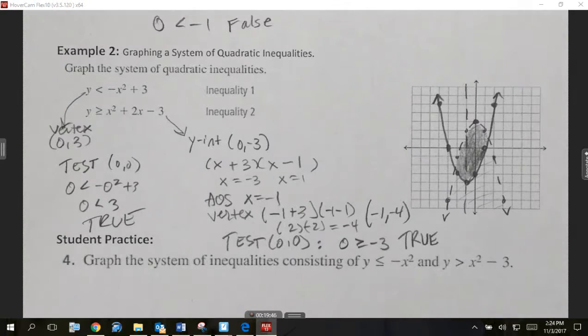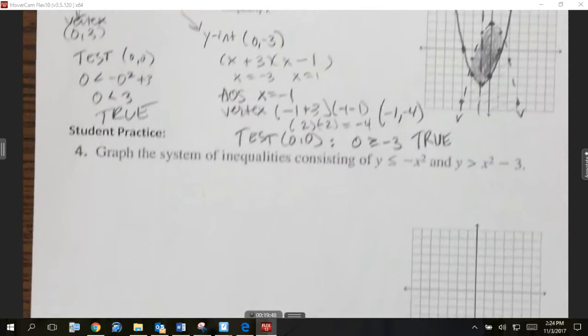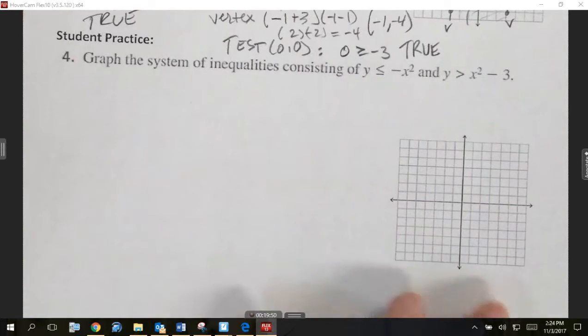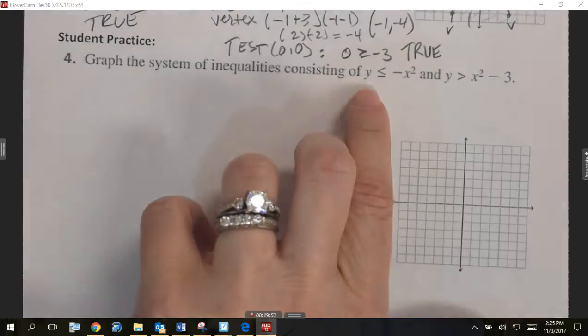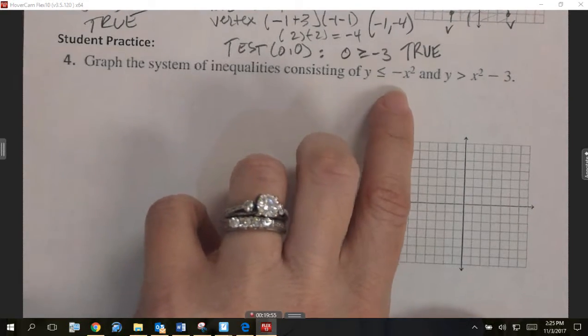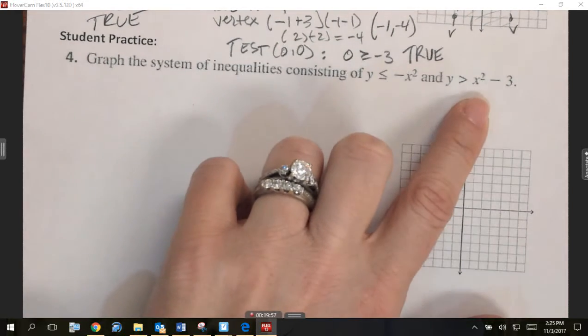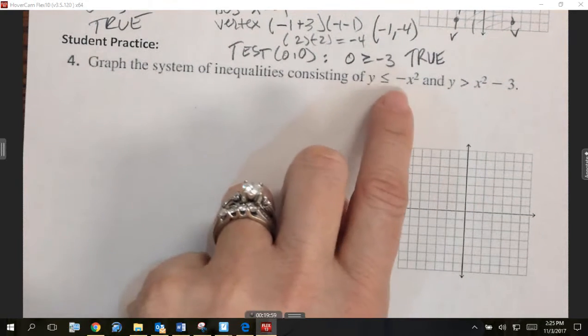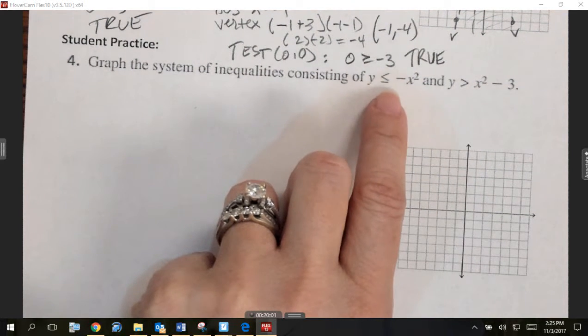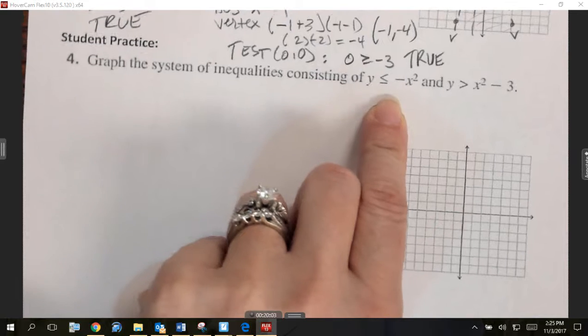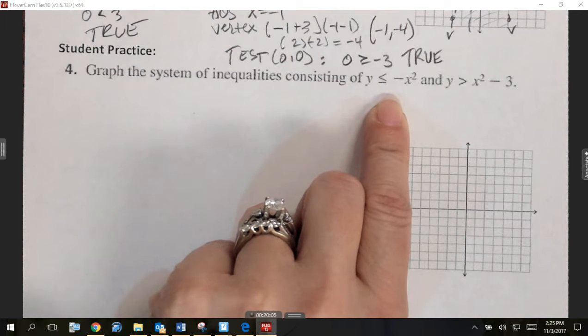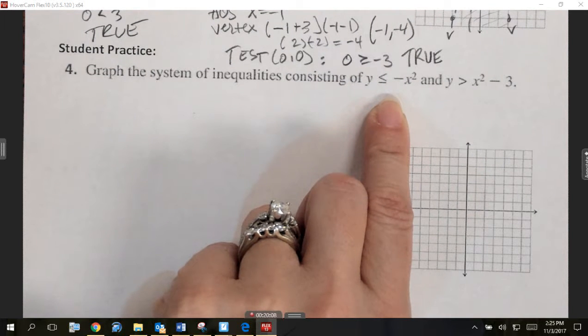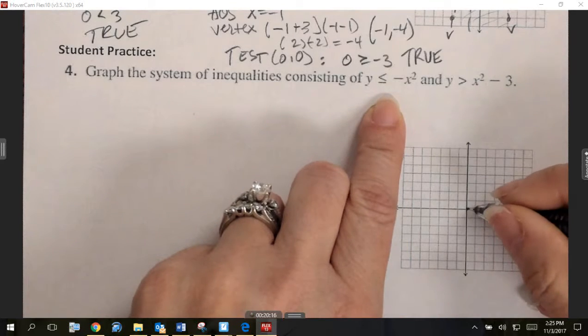All right, last one. Graph the system of inequalities consisting of y is less than or equal to negative x squared and y is greater than x squared minus 3. How can we graph y is less than or equal to negative x squared? How do we graph that one? Parent function, flip down. Excellent.